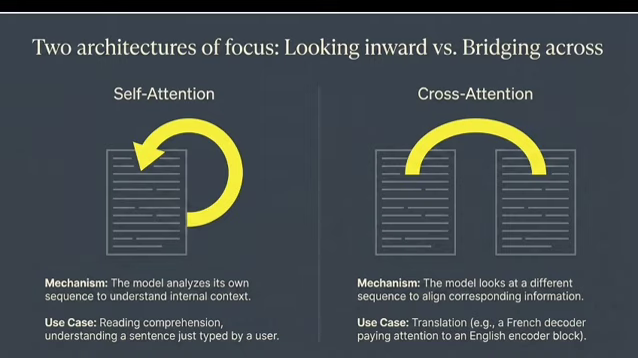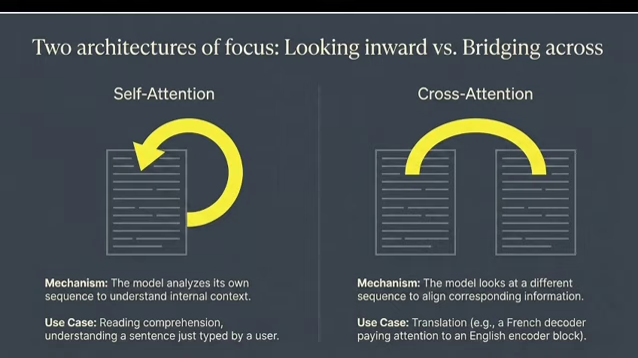Here we can see the two different types of techniques which we have within the attention mechanism. One is self-attention and another is cross-attention. Self-attention means that the model analyzes its own sequence to understand internal context. So it doesn't evaluate against anything else, it evaluates against itself. For example, reading comprehension, understanding a sentence typed by a user, etc.